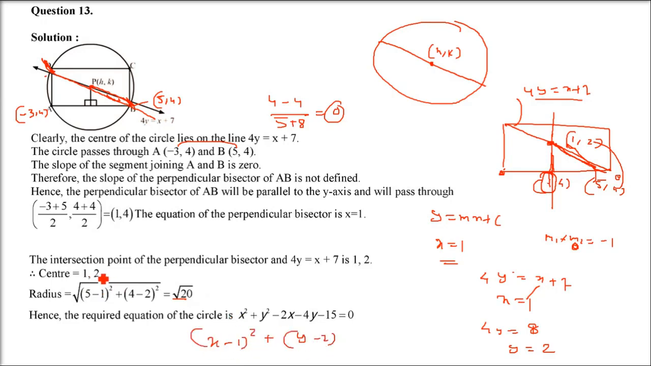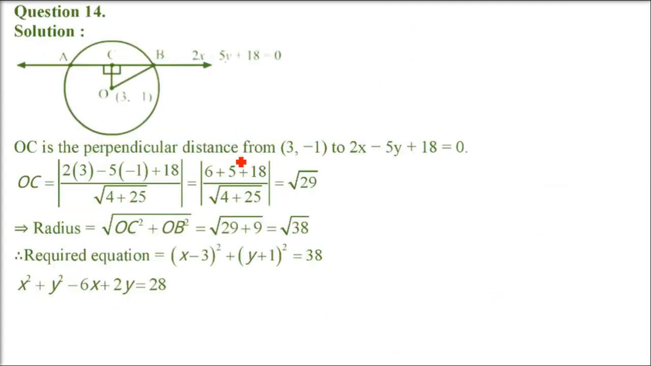So you have (5 minus 1) whole square plus (4 minus 2) whole square, under root, that is going to be under root 20. So take the center: (x minus 1) whole square plus (y minus 2) whole square equals 20. This is the final solution.